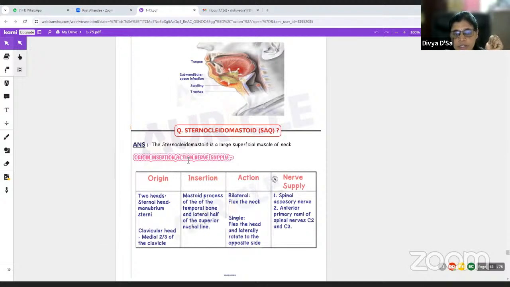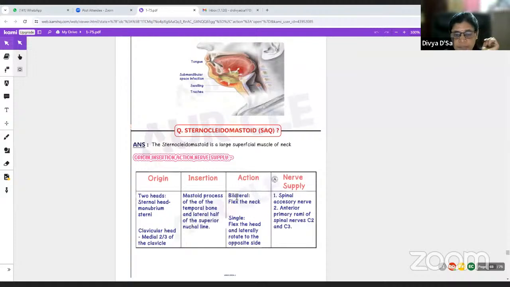This sternocleidomastoid muscle has two heads of origin: the sternal head and the clavicular head. The sternal head, as the name says, arises from the manubrium sterni. The clavicular head arises from the superior surface of the medial 2/3 of the clavicle. Insertion: both heads fuse to form a common muscle, which is inserted into the mastoid process of the temporal bone, as well as the lateral half of the superior nuchal line.